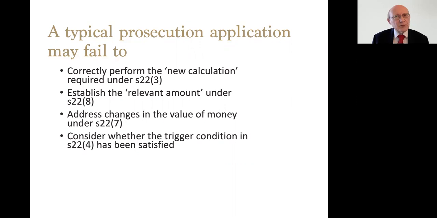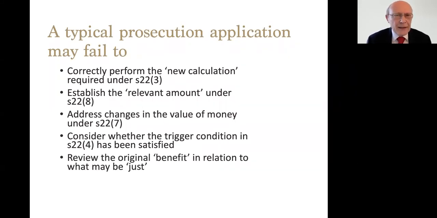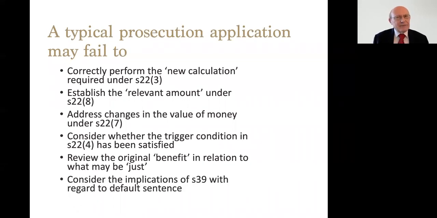You remember we talked about the two-stage process, that in the old legislation, stage one was in the High Court. Well, we still have a two-stage process. It may fail to consider stage one of that process at all and go straight into stage two. It may fail to review the original benefit in relation to what may be just. And it very likely will fail to consider the implications of section 39 with regard to default sentence. And we're going to say more about all these things in a minute.